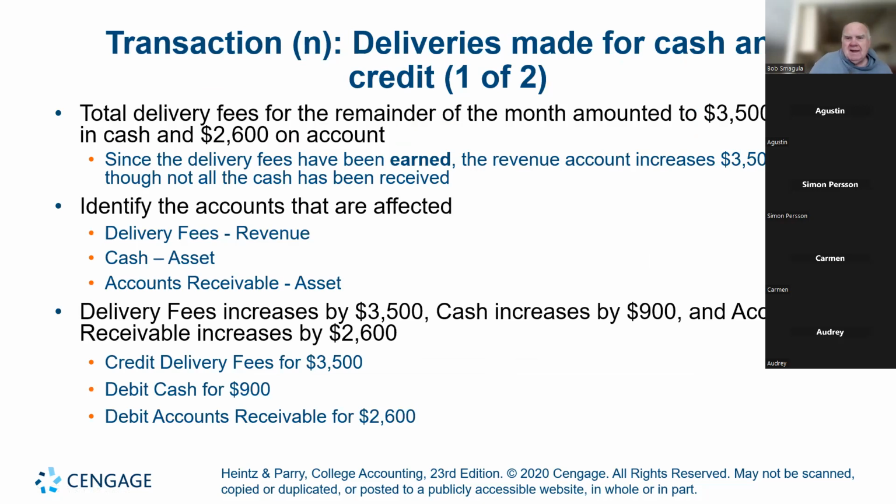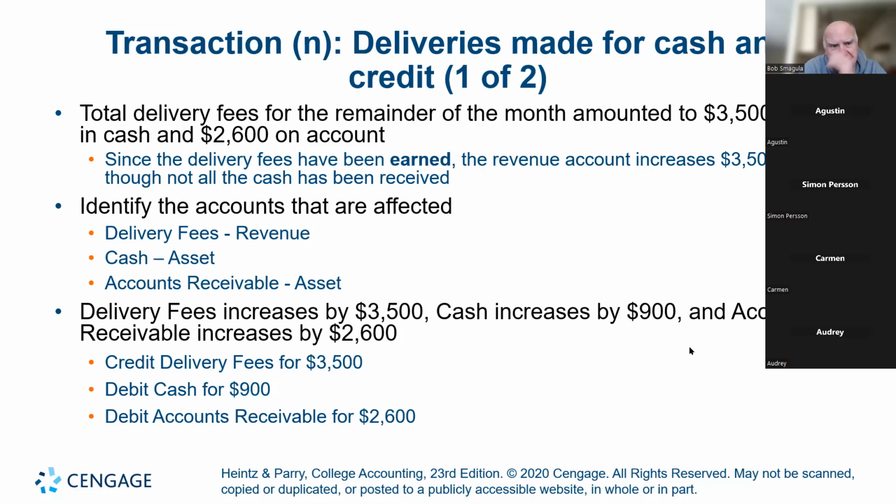Here we go. Now we delivered something for cash and credit. As soon as you see the word credit, you know there's no cash involved for that portion. But we did get some cash receipts in this transaction. Total delivery fees amounted to $3,500. 900, I can't see that, 900 in cash, right? Yeah. I can read that. 900 in cash, 2,600 on account.